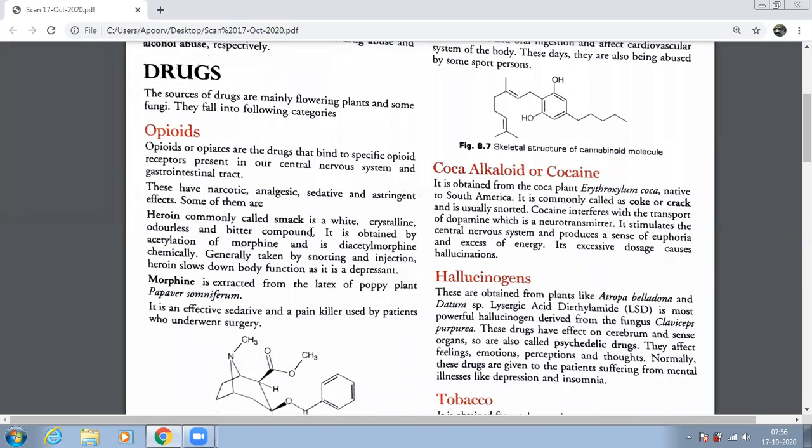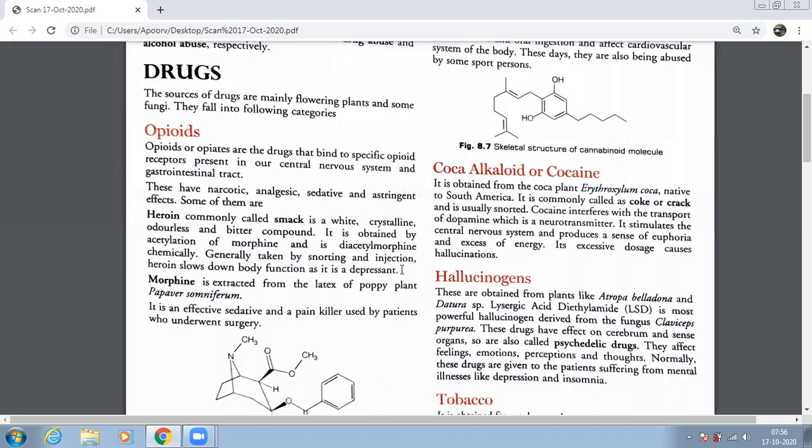Heroin, which is commonly called smack, is a white, crystalline, odorless, and bitter compound. What is odorless? Not having any smell. It is obtained by acetylation of morphine. Remember the acetylation process in chemistry if you have done it. It is diacetyl morphine. Diacetyl morphine means how many acetyls? 2. Two acetyl groups added to morphine. So this becomes diacetyl morphine, and this is what we commonly call smack or heroin.